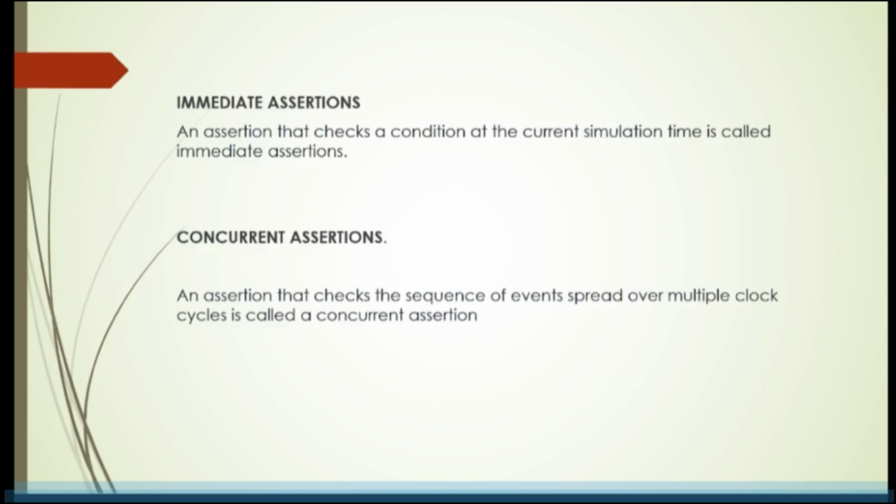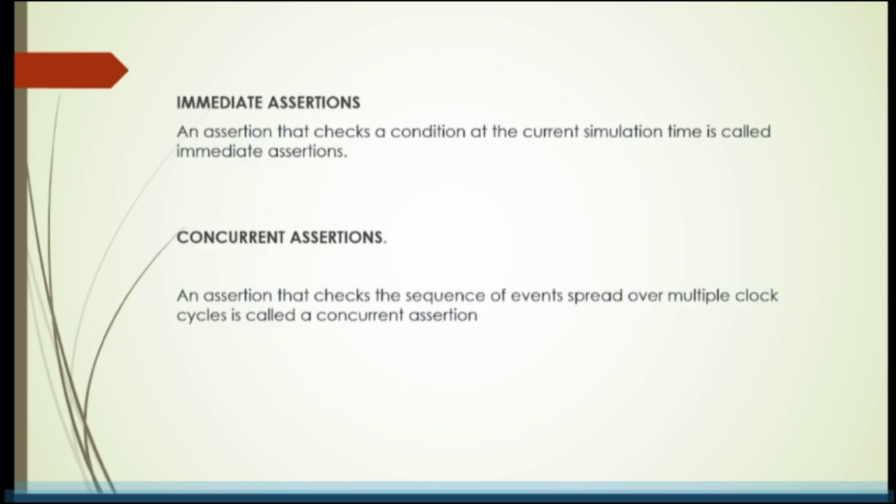Okay, now coming to concurrent assertions. From the name itself, you could say that these are sequences of assertions which are spread over multiple clock cycles. A sequence of assertions means not a single assertion, but a group of assertions. Since a group of assertions spans multiple clock cycles, when you want to check all this group of assertions, we call that a concurrent assertion. Here the checking won't be done at the current simulation time, because there is a group of assertions and one is tied to another. That is why you check it in a sequence manner, and that is why these are called concurrent assertions, right?